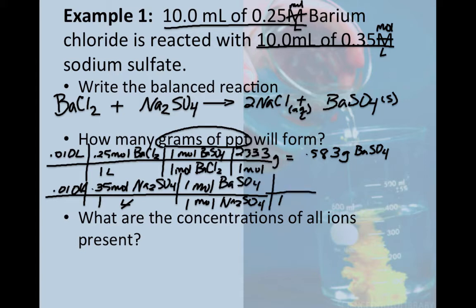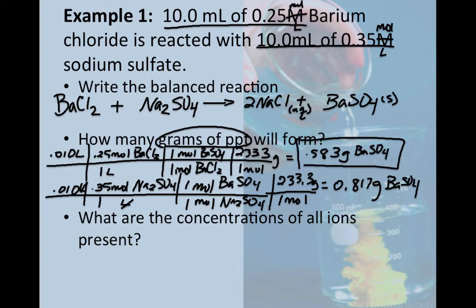And now I need the molar mass of barium sulfate again, 233.3 grams. So now we'll multiply across the top and divide by the bottom and see which one made more, the sodium sulfate or the barium chloride. So it looks like my limiting reagent was the barium chloride, right? Because that made the least amount. So my answer to the question, how many grams of precipitate will form, is 0.583 grams of barium sulfate.